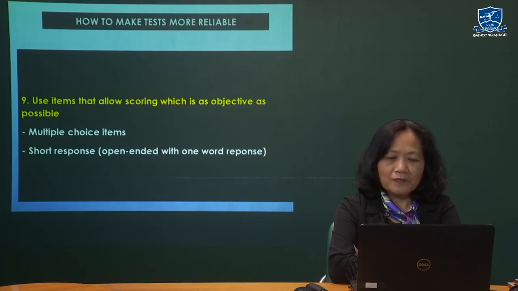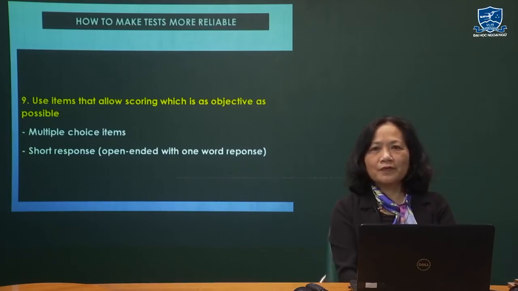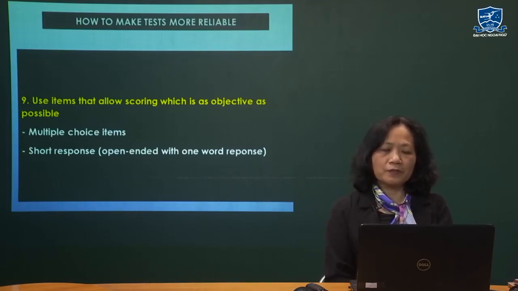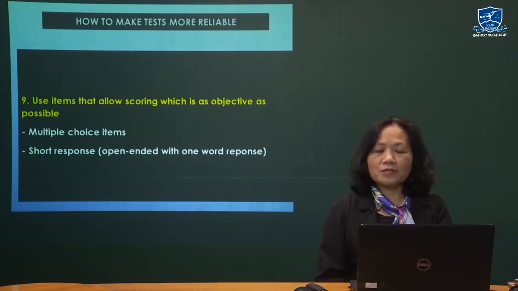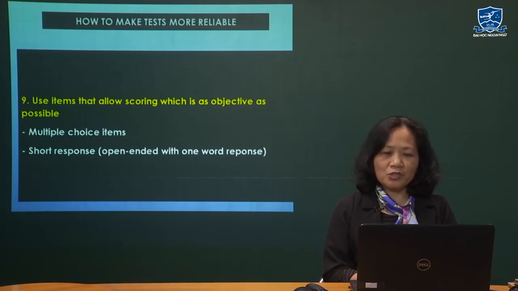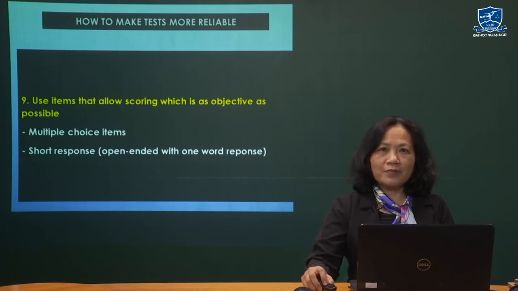So for scoring to be objective, we should use multiple choice or test questions that involve the least subjective judgment of the test scorers. So we use multiple choice items or short responses for reading, for example. The shorter the better. A one word response, for example, or not more than 3 words response to some questions in a reading text. So try to reduce the involvement of the scorer's subjective judgment in order to increase the reliability of the test results.